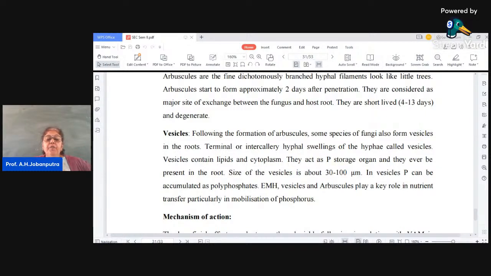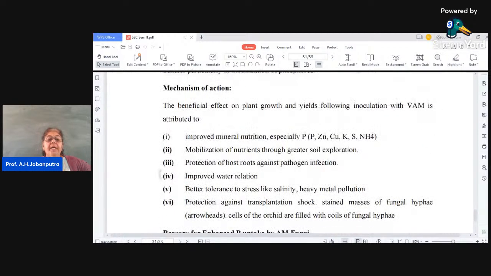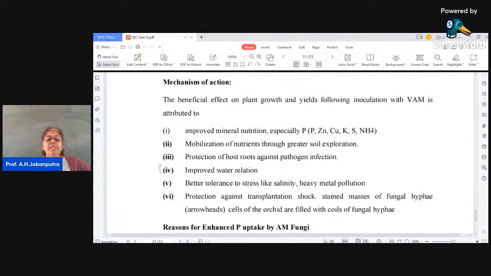After the formation of arbuscules, some fungi also form vesicles in the roots, and these vesicles are formed at the terminal part of the hyphae. These vesicles contain lipid and cytoplasm. They store a lot of phosphate, and provide it as a nutrient to the plants. Mechanism of action. So these VAM fungi, vesicular arbuscular mycorrhiza, provide nutrients like phosphorus, zinc, copper, potassium, sulfur and ammonia. They also provide nutrients from the soil to the plants.